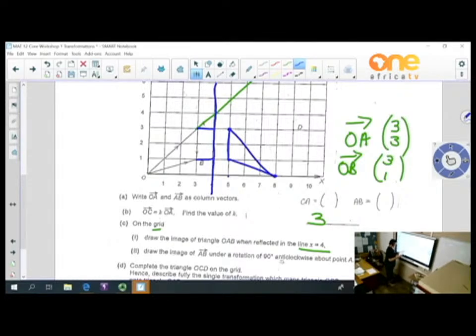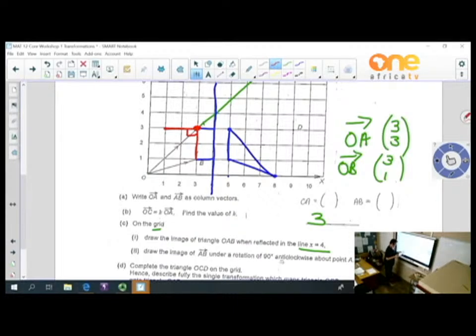And then draw the image of AB. Now this is just this line AB, under a rotation of 90 degrees anti-clockwise about A. That means A is going to be the center. Anti-clockwise is like this, like the watch, and there's the 90 degrees. So this line will be there. There will be the line, the image there.